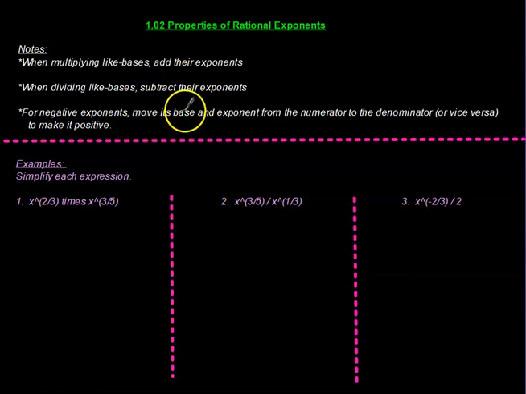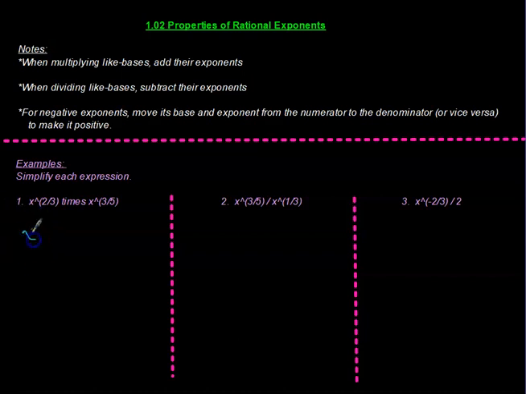And for negative exponents, you move its base and exponent from the numerator to the denominator if it's negative, or from the denominator to the numerator if it's negative, in order to make it positive. So we'll go over some examples on these bases.